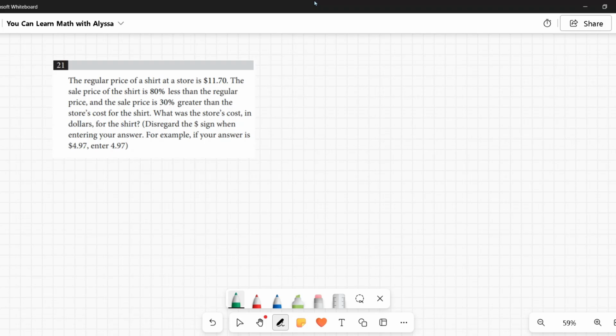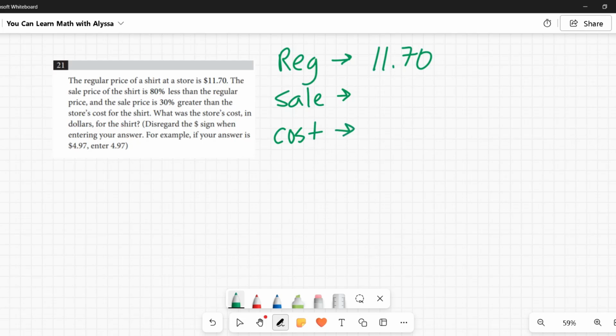Okay, so our given piece of information is that the regular price of the shirt is $11.70, and I'm going to disregard the dollar sign too and just write it in decimal form. We need to get to the store's cost, but this is going to be a two-step process. First, we have to figure out the sale price, because they tell us how to calculate the sale price relative to the regular price. And then the goal is to get here to the cost. And the cost, they tell us how it's related to the sale. So we have to do it step by step. First one, let's figure out the sale price.